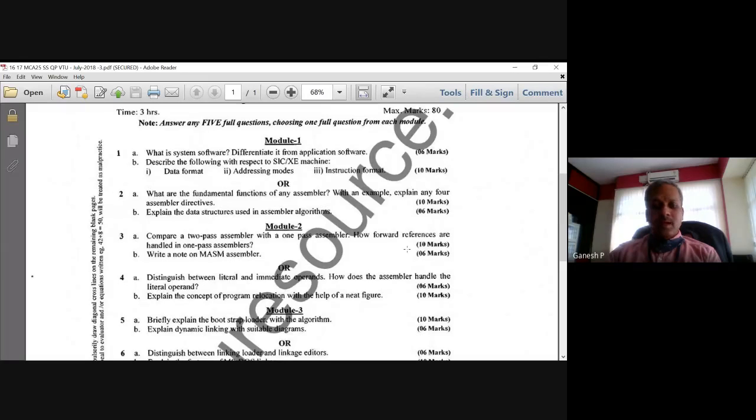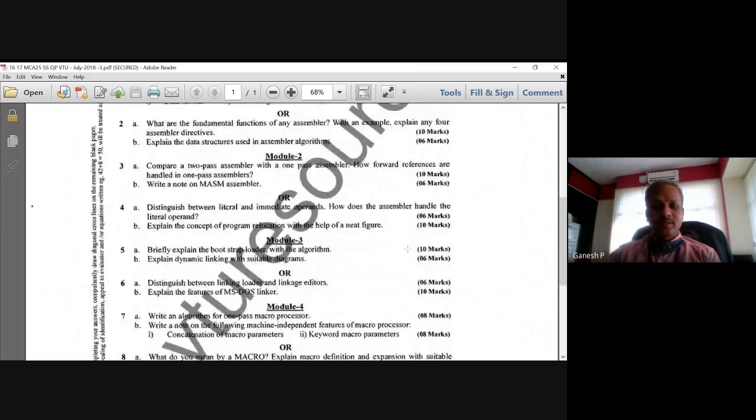Explain the concept of program relocation. It is there in almost every question paper, so it's very important. That shows the importance of program relocation. Then briefly explain the bootstrap loader with algorithm, the two parts of the algorithm which we have to write for the bootstrap, and dynamic linking with suitable diagrams.